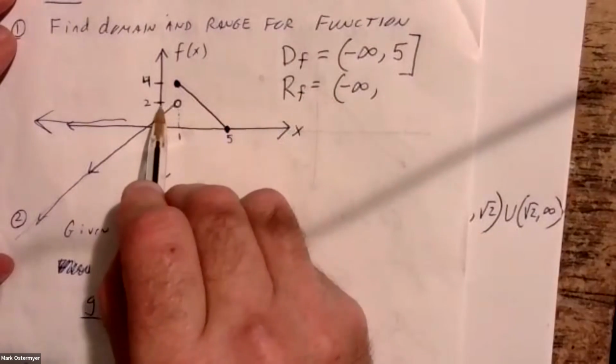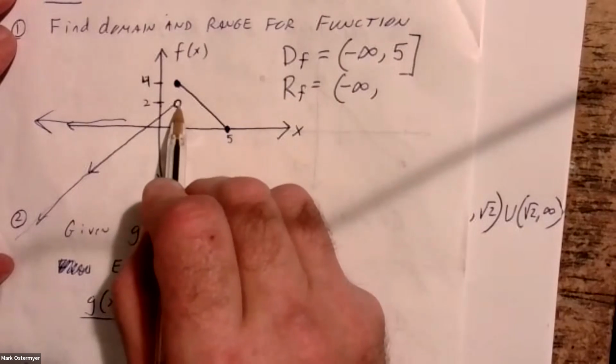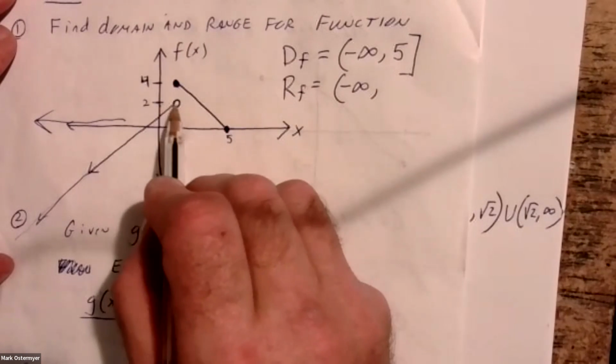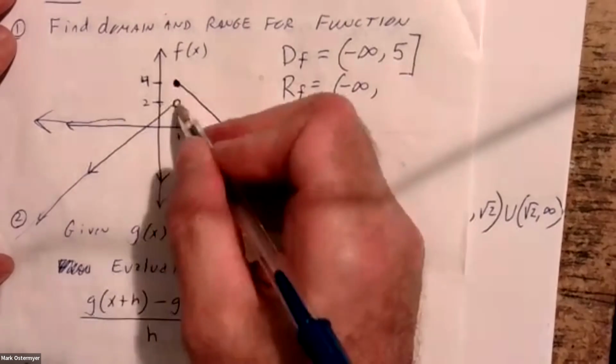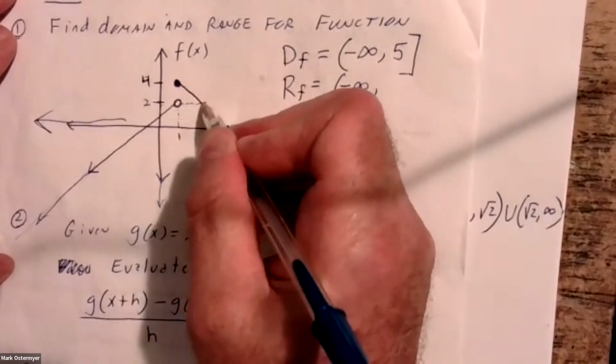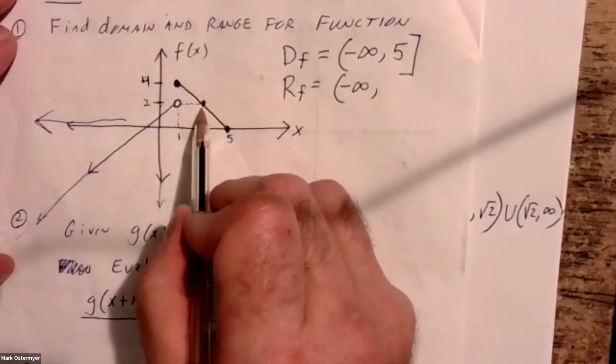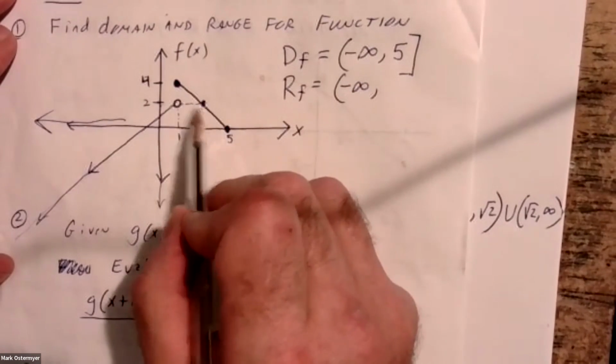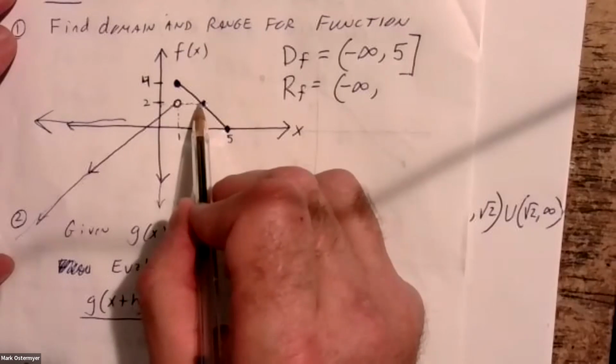But would 2 be in the range? Notice this point's not on the graph. But just because this point doesn't have a y coordinate of 2, if you project it further to the right, you do strike a point on the graph over here that does have the y coordinate of 2. So 2 is in the range, and so 2 is included.